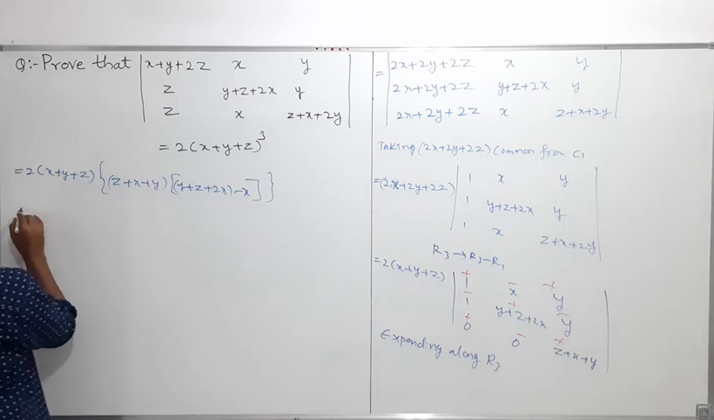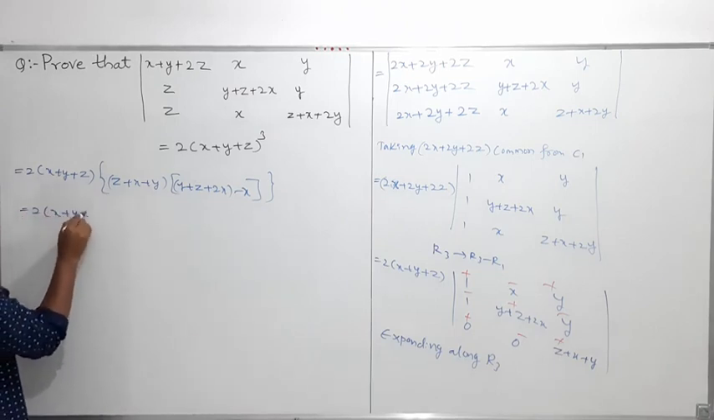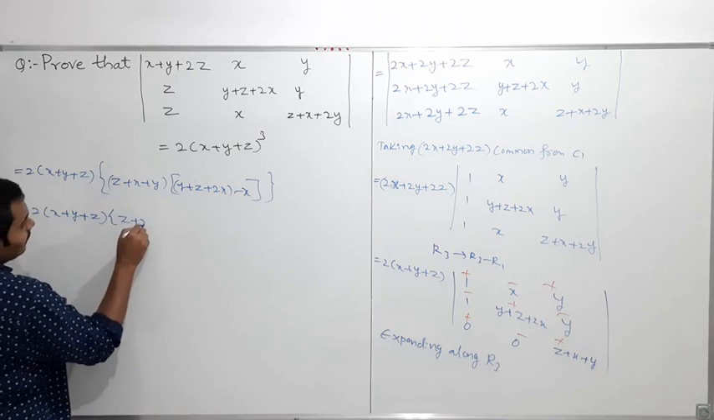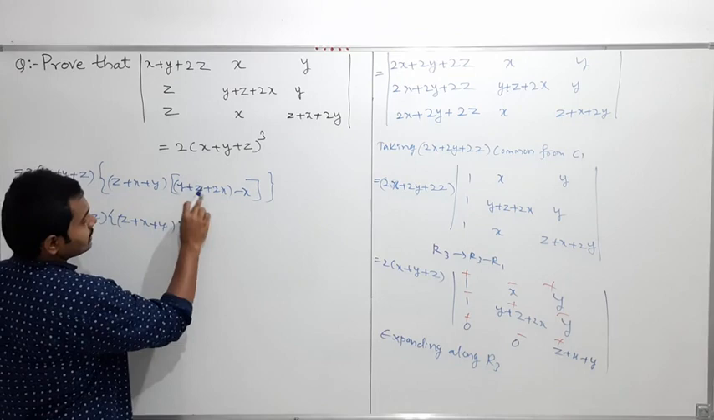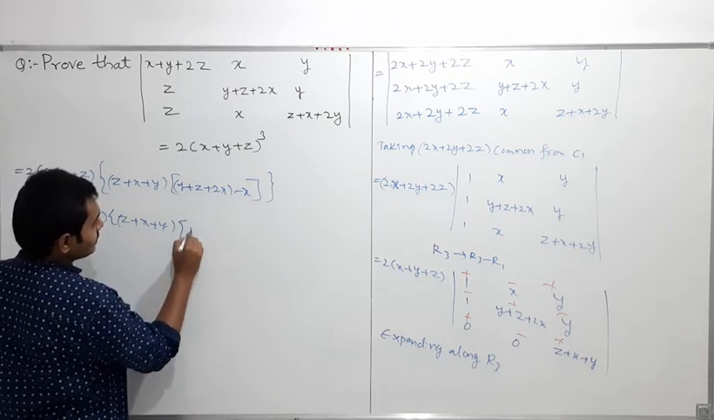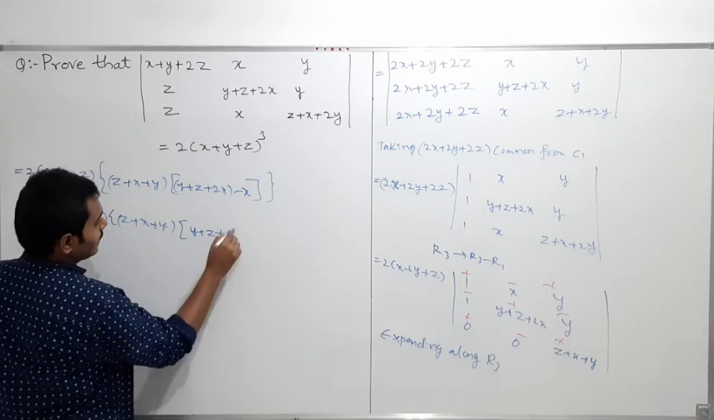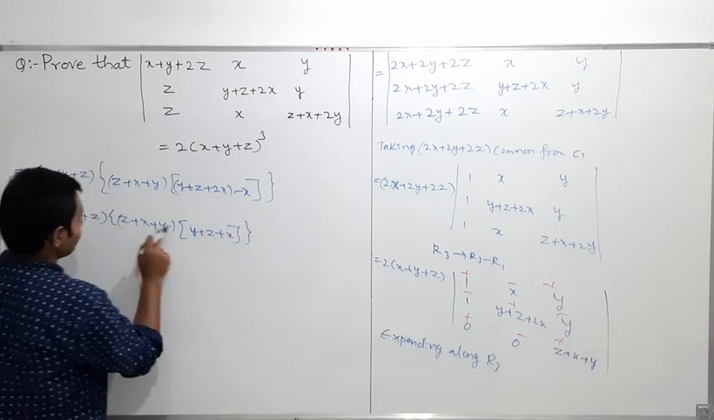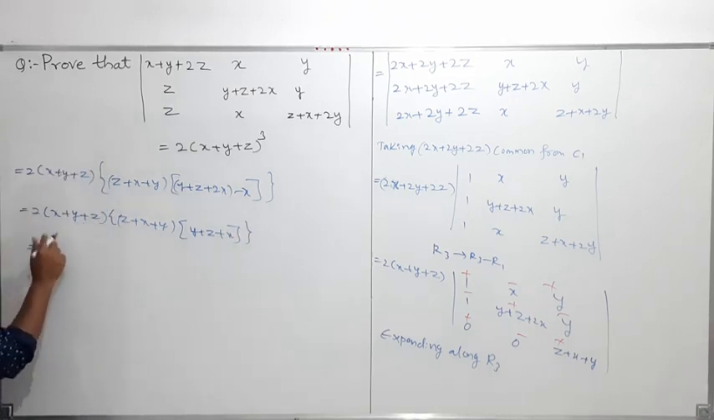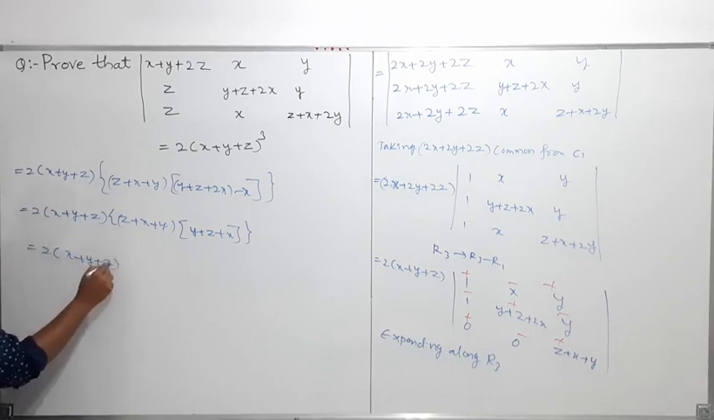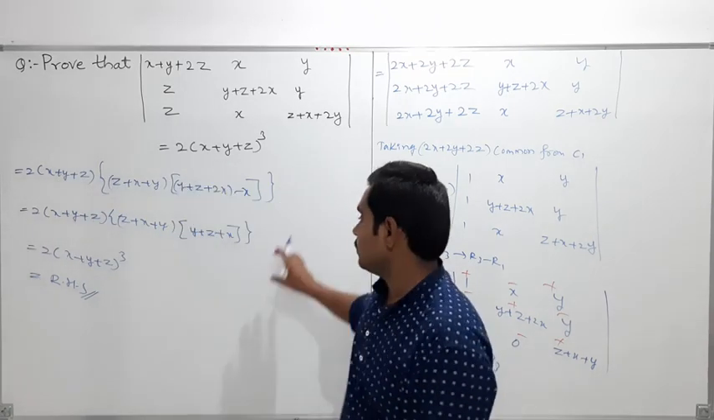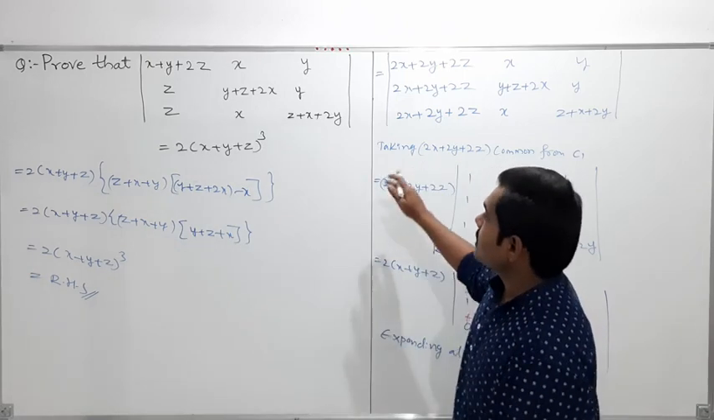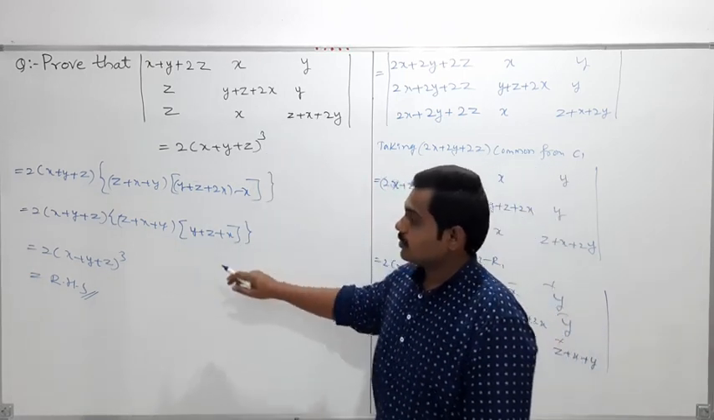Now this equals 2 into x plus y plus z, and here z plus x plus y into, you can see here, y plus z plus 2x minus x; 2x minus x is x, therefore y plus z plus x. Now my dear students, this element into this element into this element, so we get 2 into x plus y plus z whole cube. This is your required RHS. Like this you should solve. So this is your required RHS part, and like this we should solve, my dear students.